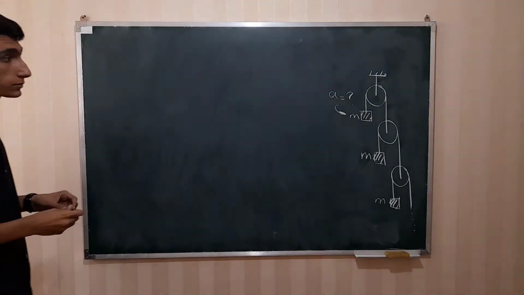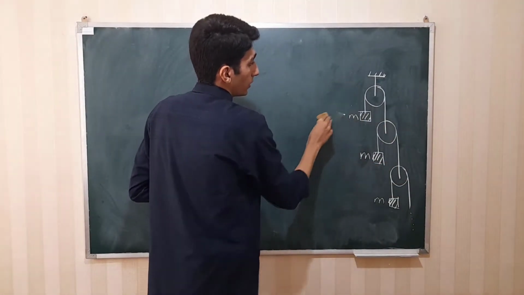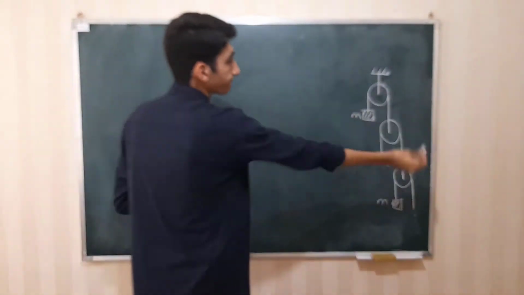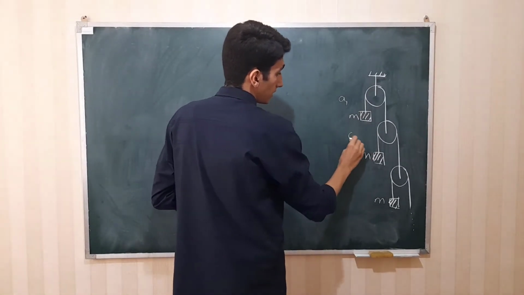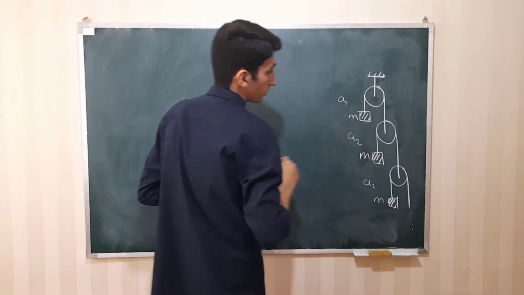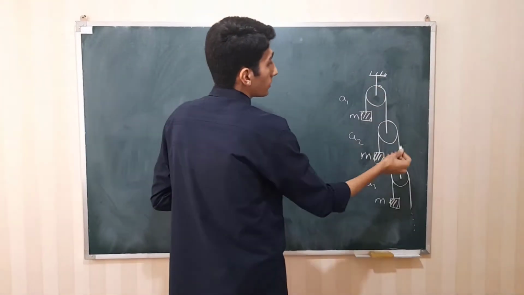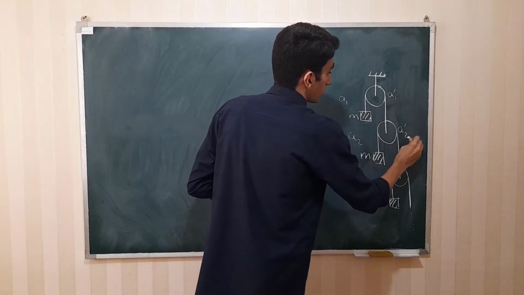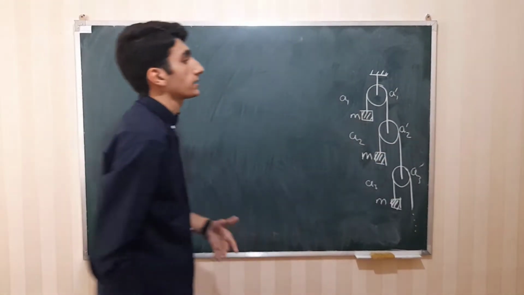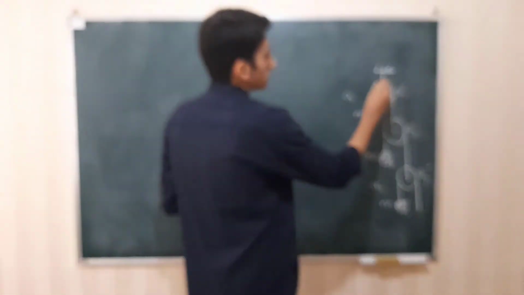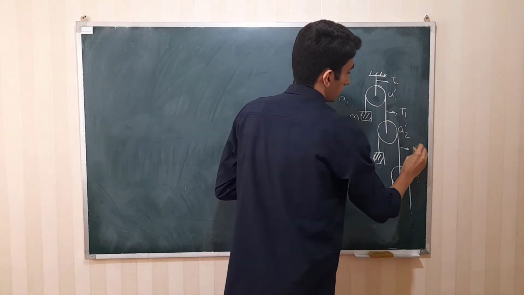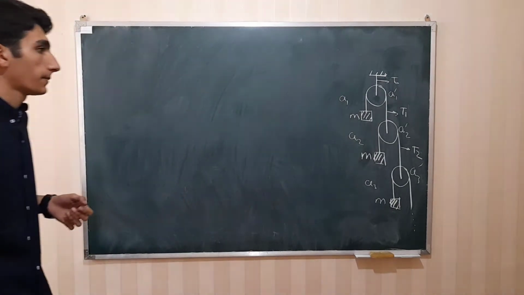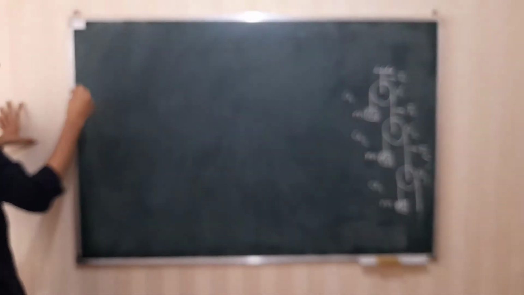So before we start solving the problem, I want to set a notation. We call the acceleration of this first block A1, the acceleration of the second block A2, this one A3, and so on. And we call the acceleration of the pulleys A'1, A'2, A'3, and so on. And I'll call the tension of this string here T0, the tension of this string T1, this one T2, and so on.